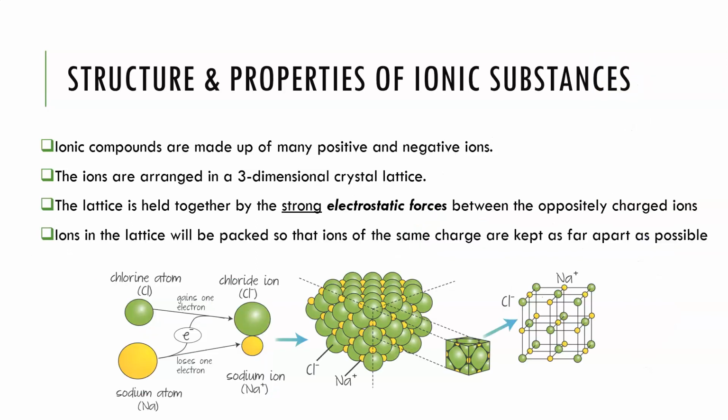So the structure and properties of ionic substances come about because of the unique way that these ions then interact in the electrostatic attraction between them. They will arrange themselves in a 3-dimensional crystal lattice. The lattice is then held together by strong electrostatic forces. The ions in the lattice are packed so that the ions of the same charge are kept as far apart as possible. This is known as the ionic bonding model, and in our next video, we will talk about how the properties of ionic substances relate to this model and how we can explain them in terms of the model.